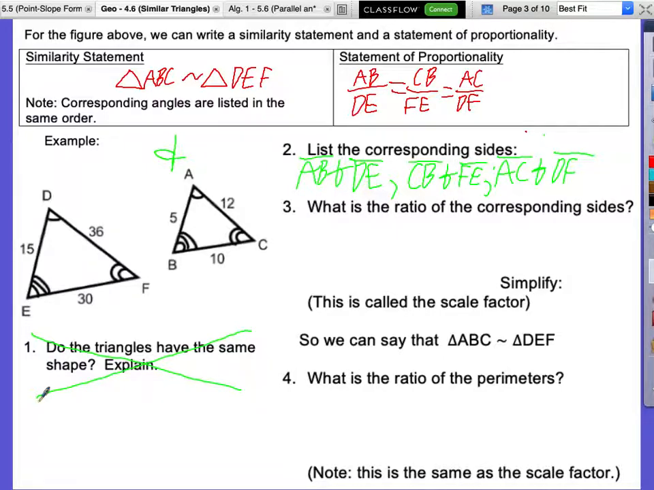So, what's the ratio of the corresponding sides? So we wanted the small triangle. Oh, I got it. Thanks, Mr. Carlson. You're welcome. What is it then?